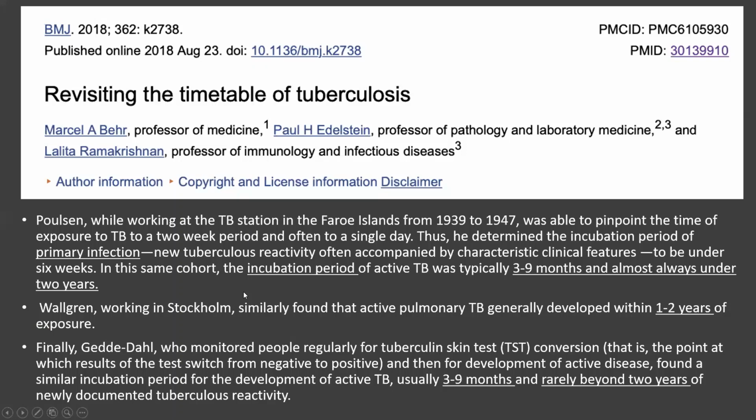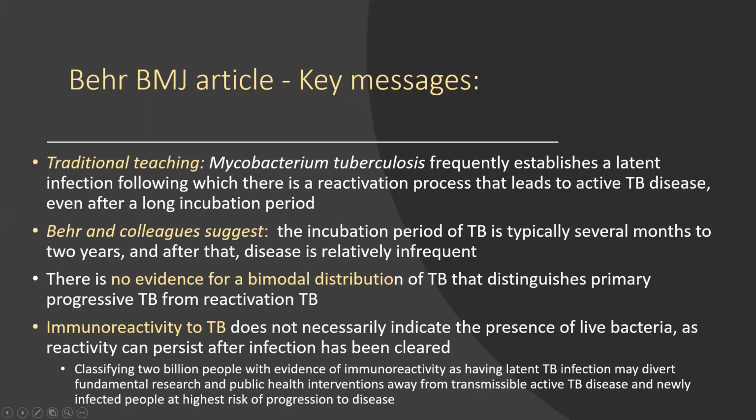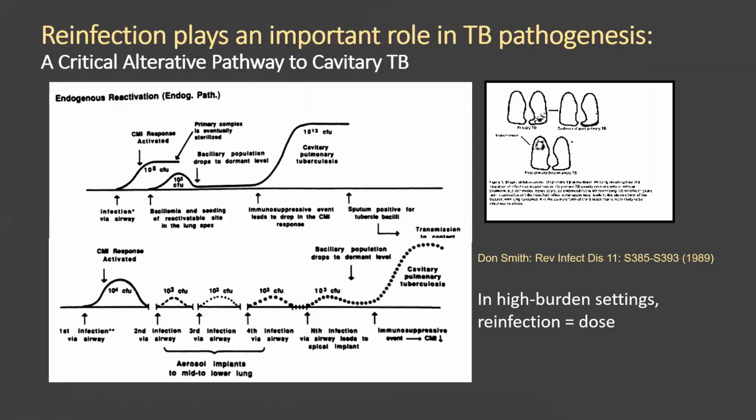And we also don't see a spike in reactivation in old age as we commonly thought happened. And even when people are immunocompromised, many who have been infected for a long time do not develop TB. So the TB sometimes seems to be self-cured. Reinfection, however, is an important pathway in high burden settings.